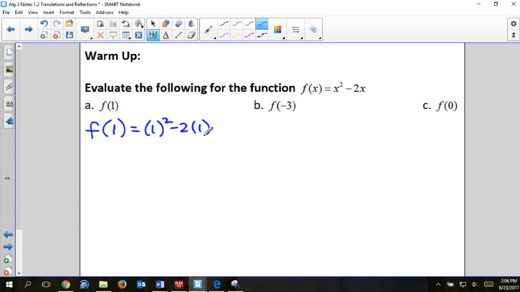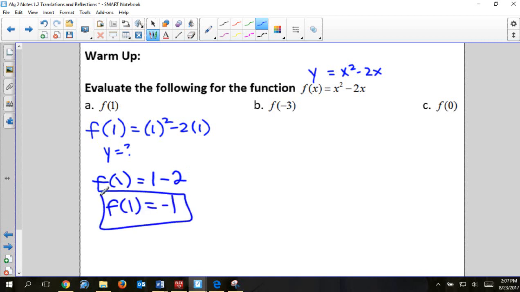Now, f of 1 is the directions, so I don't do anything with f of 1. By the way, f of x is the same thing as y equals x squared minus 2x. So we're saying plug in 1 for x, and what does y equal? That's what we're asking. 1 squared is 1, minus 2 times 1 is 2, so f of 1 equals negative 1.